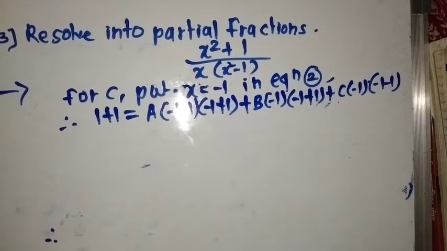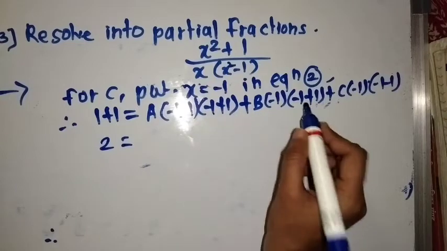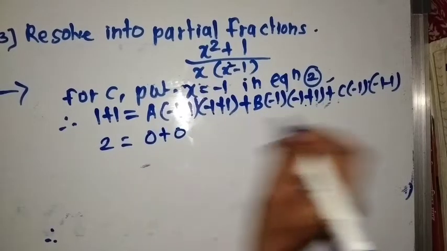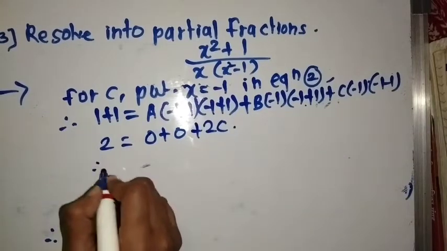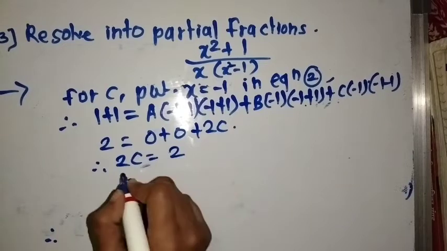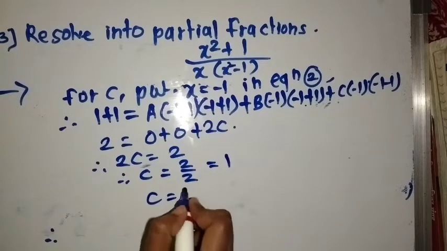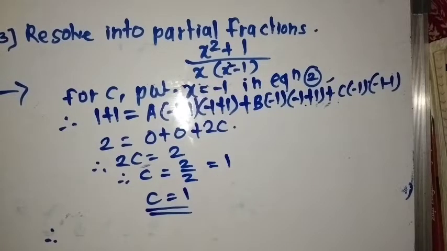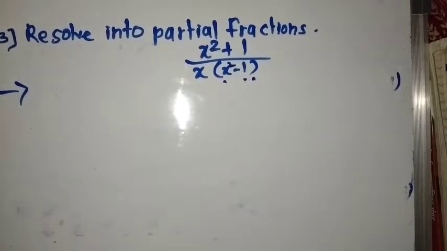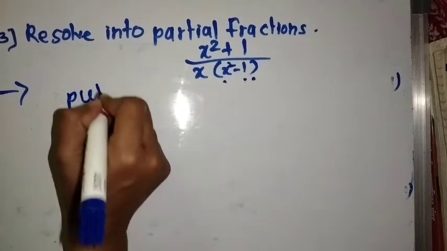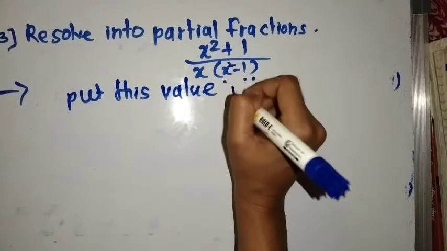Hence we get 2 minus 0, 0. So 0 plus 0 minus 2 plus 2c. Hence we get 2c is equal to 2. Hence we get c is equal to 2 by 2 is equal to 1. These a, b and c values put in equation 1, and hence put this value in equation 1.